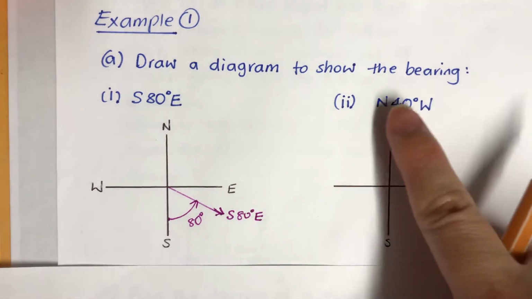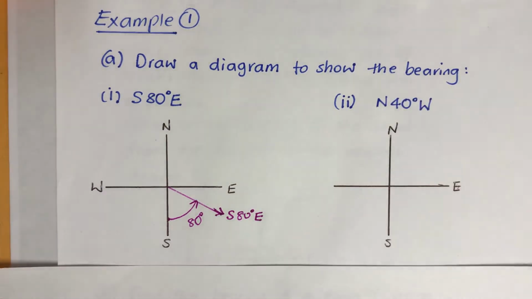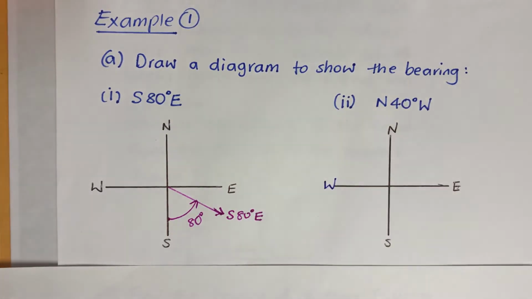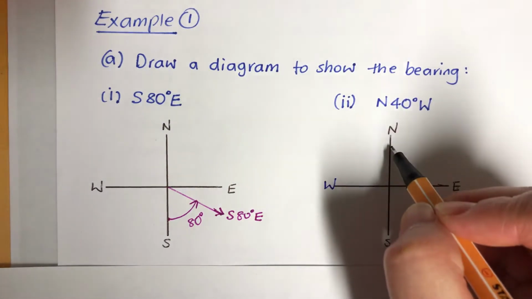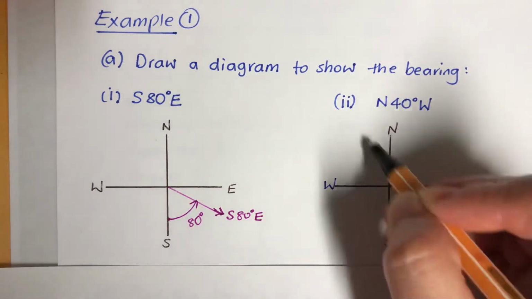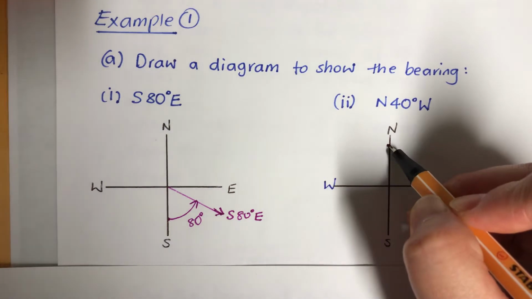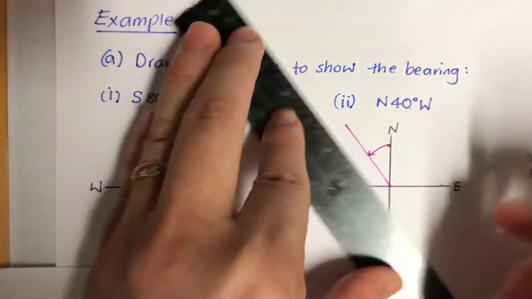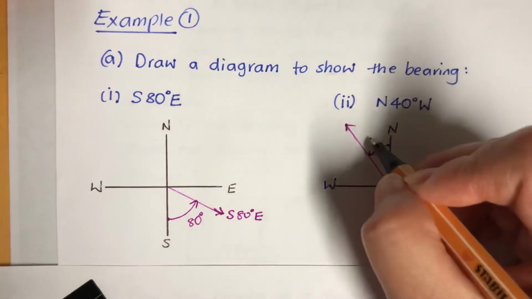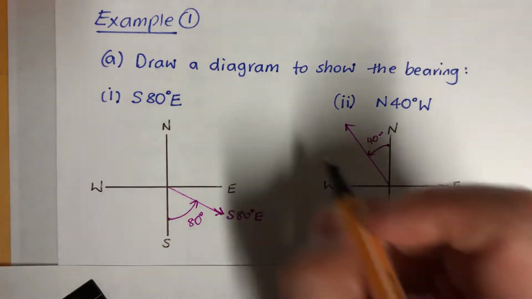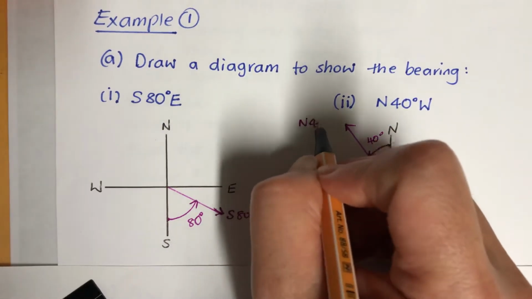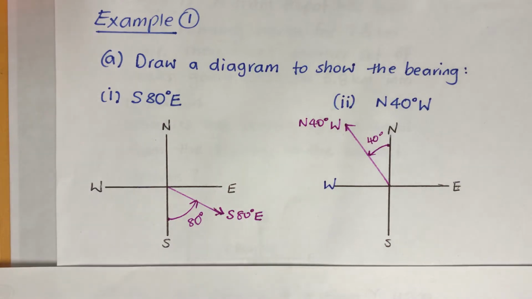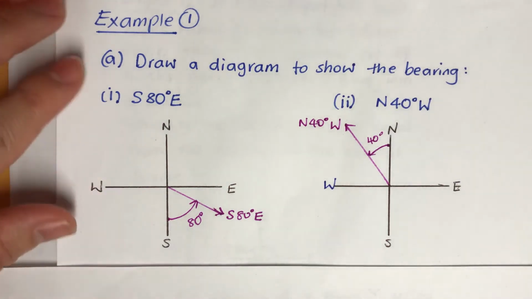Next one, north 40 degrees west. I forgot to put west here, so I'm going to put it back here. It starts from north and goes west, so it's this part. Going from north, 40 degrees. And this is what we call N 40 degrees W. Okay, that wasn't too bad. So next question.